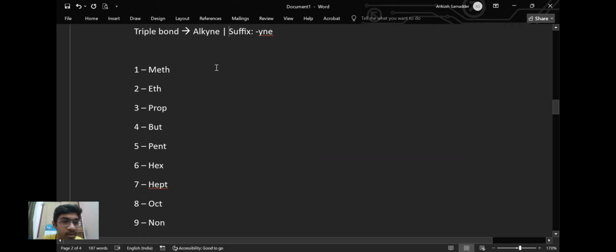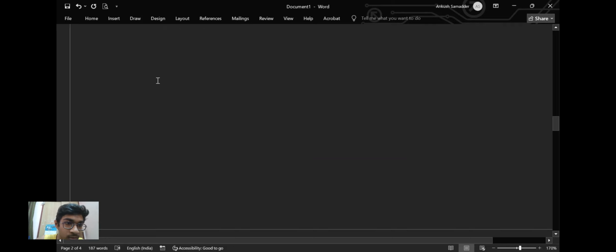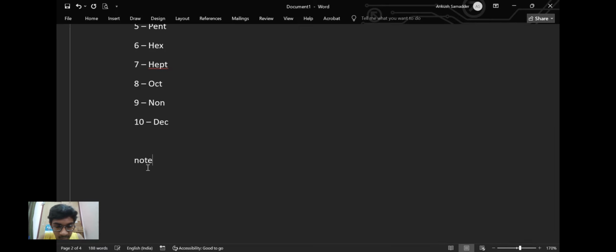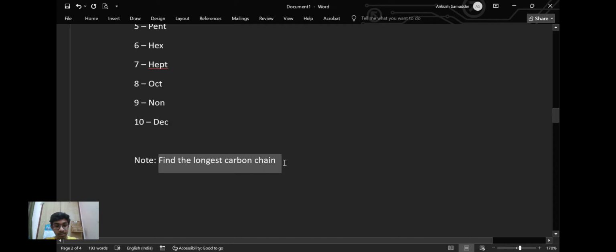Okay, and another thing I guess I have not written here, but this thing is also really important. The very first thing when doing the nomenclature in organic chemistry, the very first thing you're going to do is find the longest carbon chain. This is the main thing. This is the first main thing that you're going to do, and only then you're going to have a proper naming of your compound. Find the longest carbon chain. This is the very first thing that you're going to do, and it is really important.